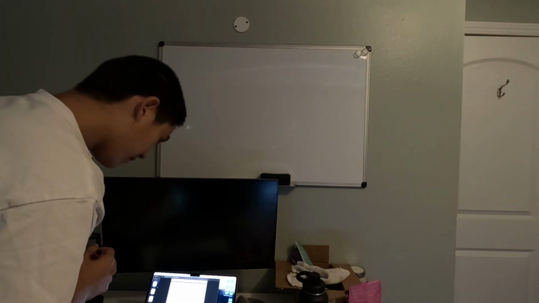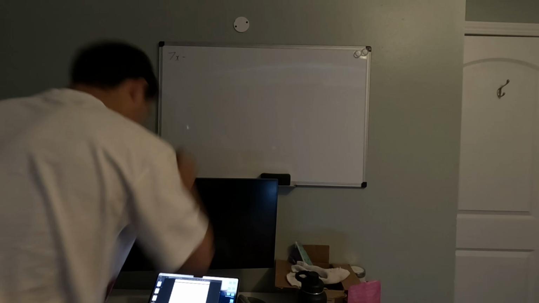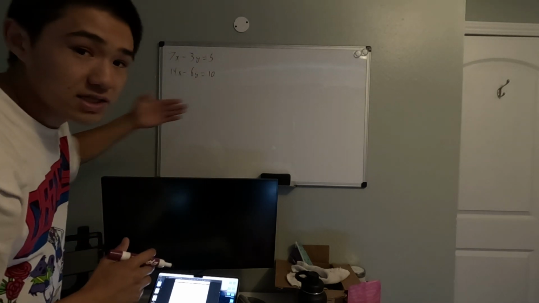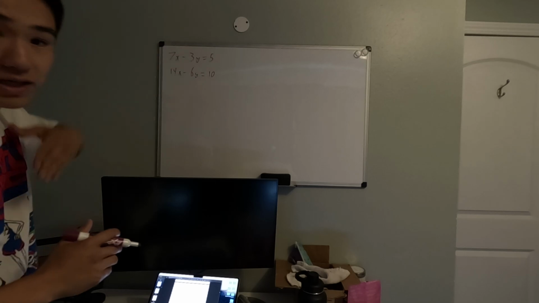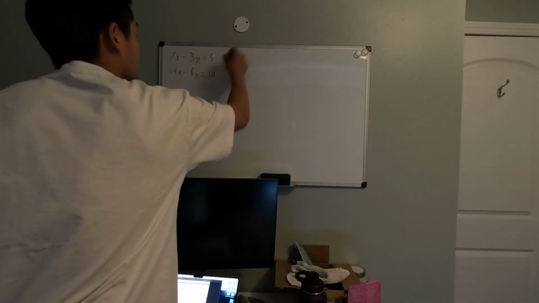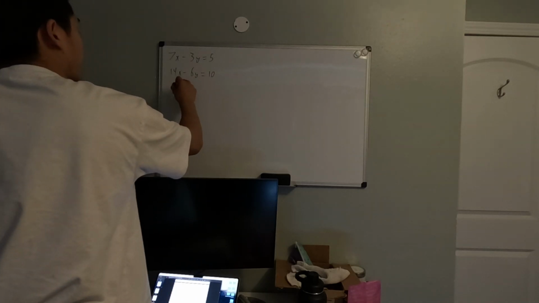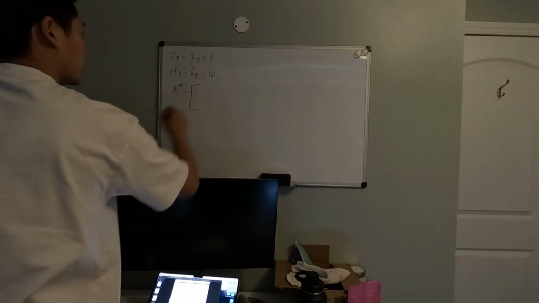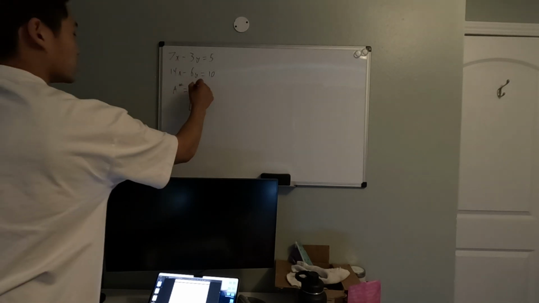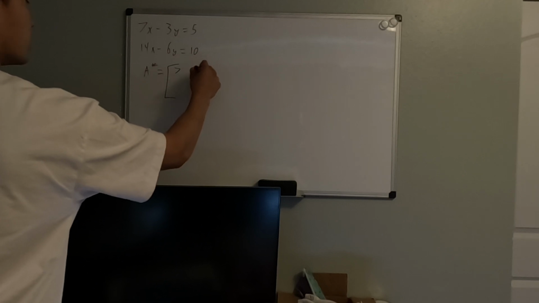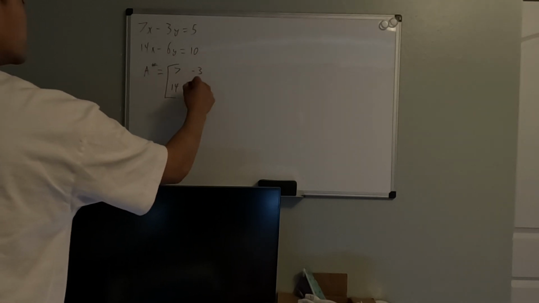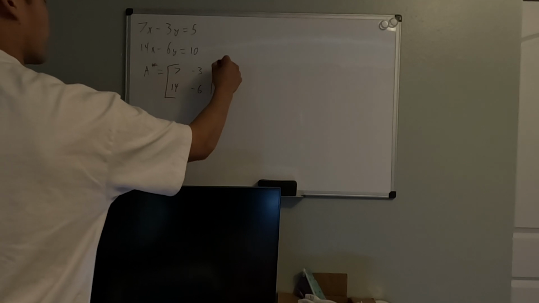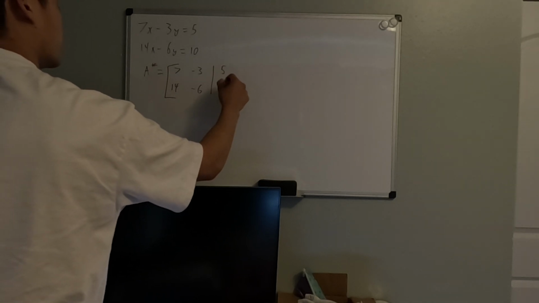So first thing we have here is a system. The first thing you want to do when you have a system is write it as an augmented matrix. So that can be written as A pound right here. This augmented matrix is going to be a 2 by 2. So it's going to be 7, -3, 14, -6. You write the line here, 5, 10.